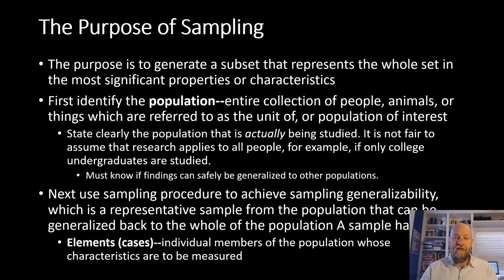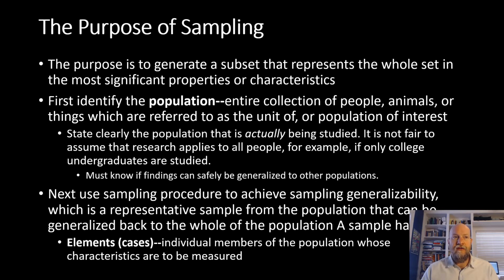So the purpose of this process of sampling is to generate a subset that's representative of the whole set, as far as most of its significant properties or characteristics are involved. The idea is that this smaller sample is what we call representative of the larger population. Now, as you can imagine, the first step in that is to identify what the population is. Which population are you studying? This is not always as simple as it seems.